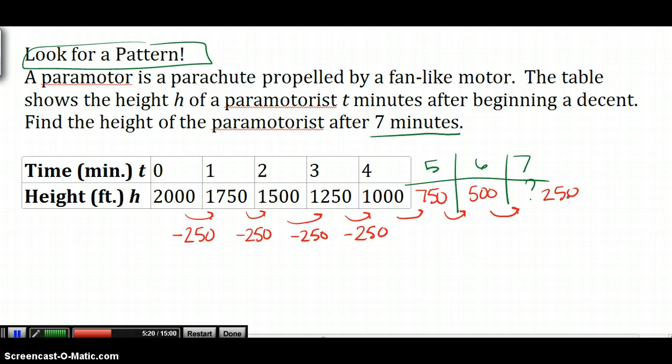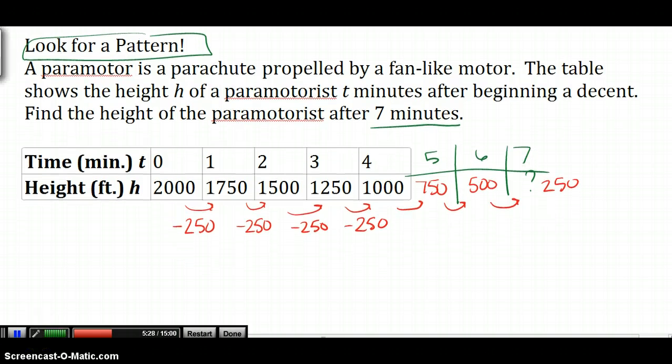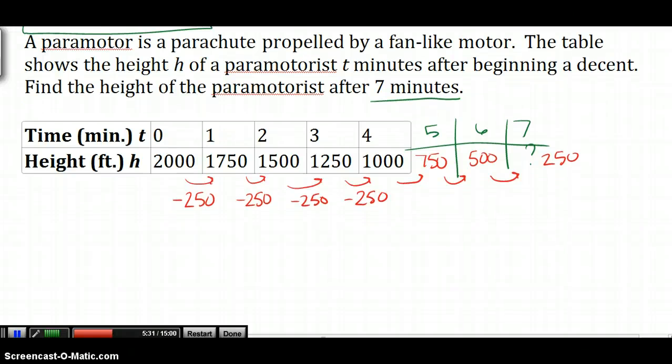Now let's say the problem was asking, okay, how high is he after 20 seconds? Like it was really far out there and you didn't want to keep subtracting. You can use the information we just found to write a formula to help you find the answer. We know that this guy starts out at 2,000 feet. So you're going to write that down. You're trying to find at what height he is after 7 seconds. And you know that he falls 250 feet every second.